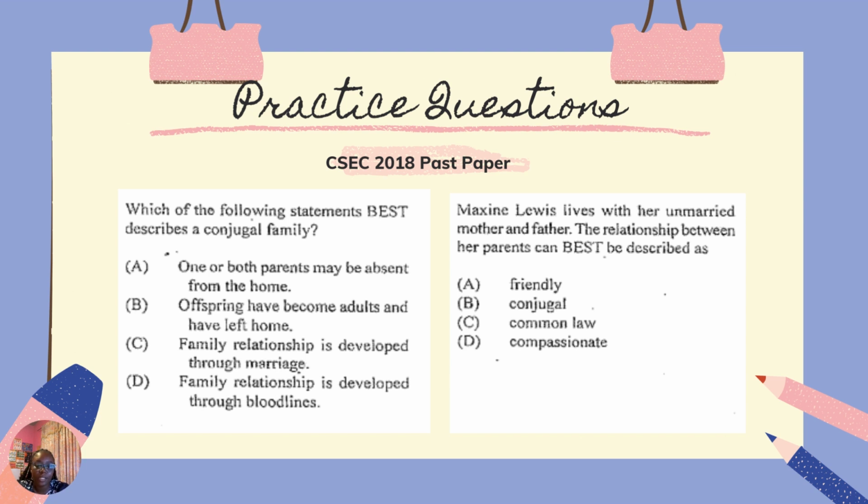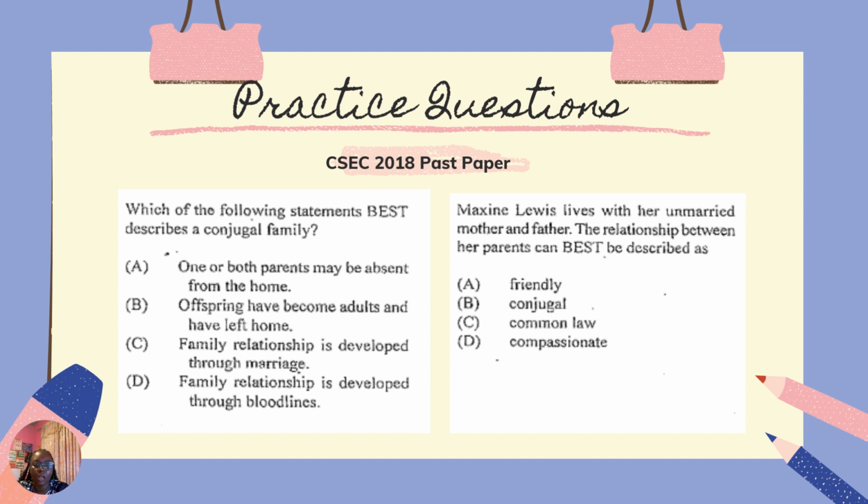Maxine Lewis lives with her unmarried mother and father. The relationship between her parents can be best described as. So we have to look at the family term which is related to unmarried. Friendly could not be it because it's not a family term. We have conjugal and common law, and compassionate could not be the answer as it's not a family term. So we have conjugal and common law.